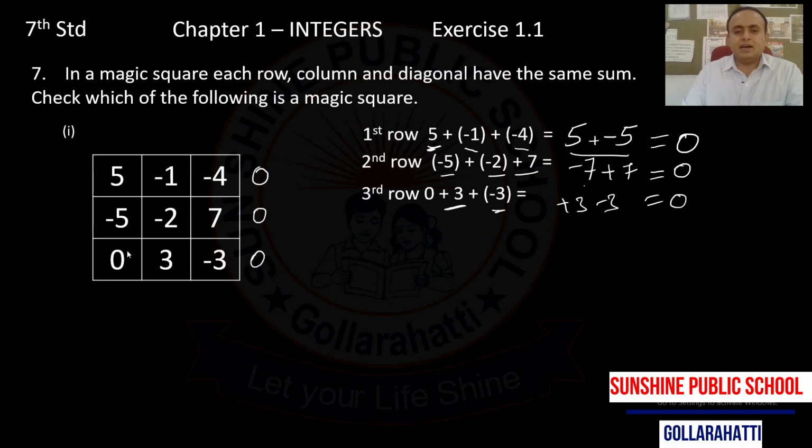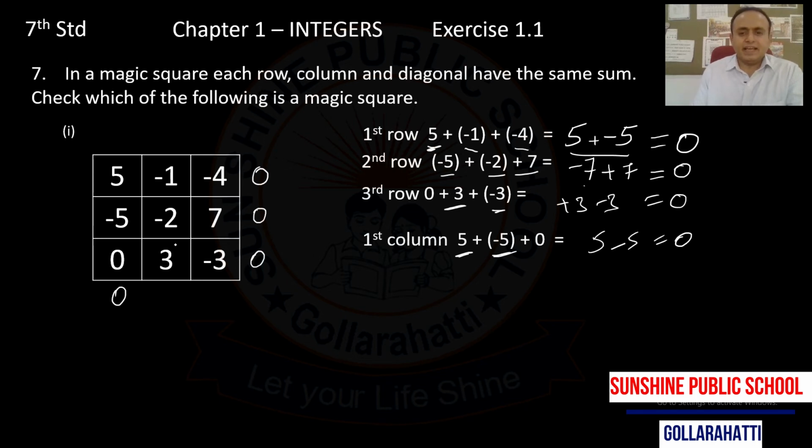Now let us add the columns. First column: 5 minus 5 plus 0 is equal to, so 5 is nothing but plus 5 and minus 5, plus 5 minus 5 gives the answer 0. So the answer here is also 0. Next, in the second column, minus 1 plus minus 2 plus 3. So minus 1 and minus 2, you should add this minus sign first.